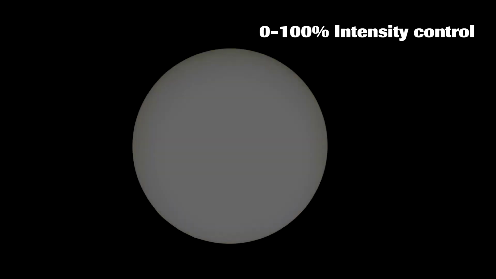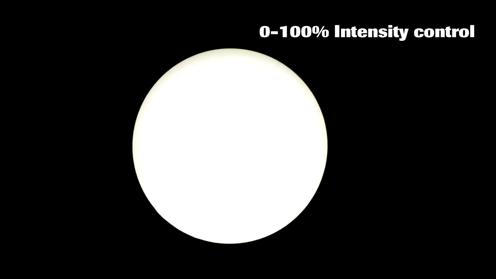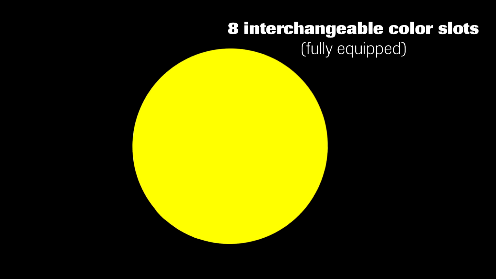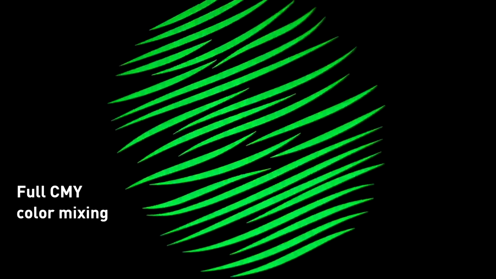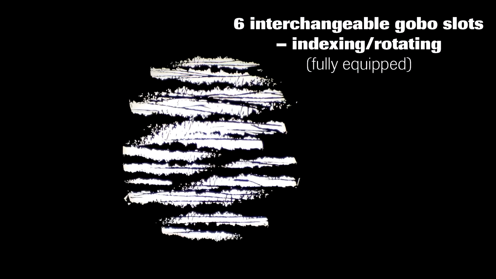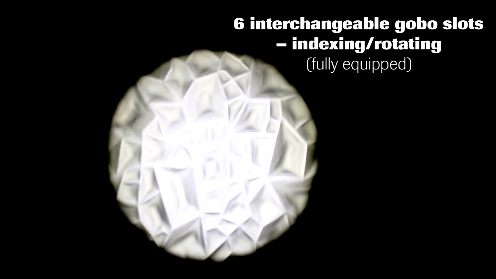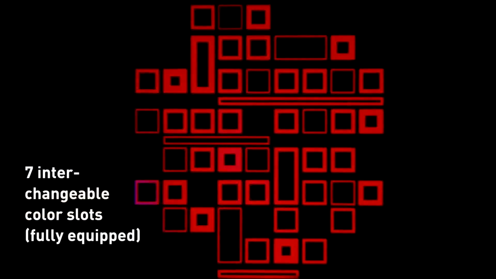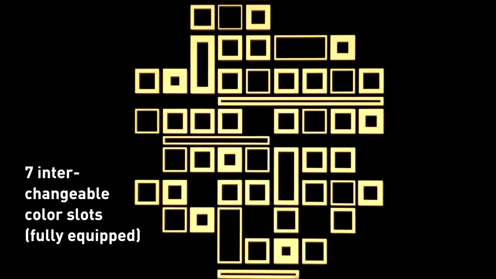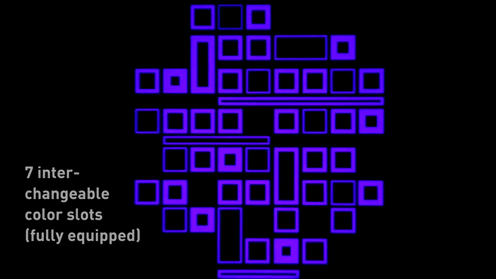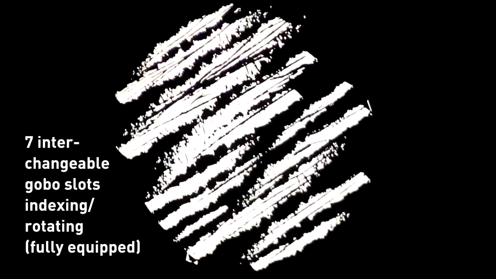Both provide 0 to 100% intensity control, where the exterior projection 1000 has 3 times higher light output than the exterior projection 500. The exterior projection 500 has 8 individual colors on a color wheel. The exterior projection 1000 model features a full CMY color mixing. The 500 model features 6 interchangeable gobo slots with indexing and rotation, where the 1000 model provides 7 interchangeable gobo slots with indexing and rotation.